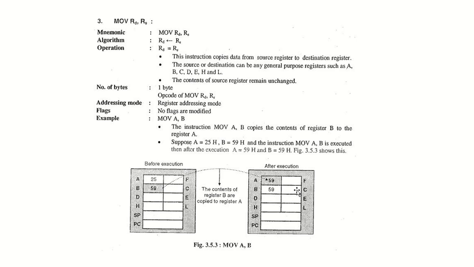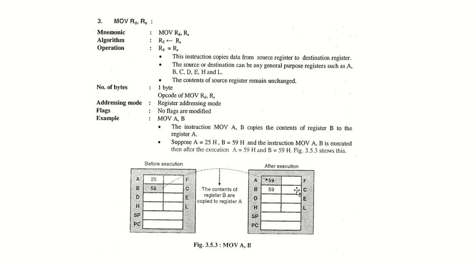replaced. So it copies the data from the source register to the destination, and the source and the destination can be any general purpose register. It can be A, B, C, D, E, H, L, any of that. And the content of the source register will remain unchanged, but the destination register will be changed. And it holds only one byte, right? The opcode of MOV RD, RS, it's a move instruction, and it is the register addressing mode.